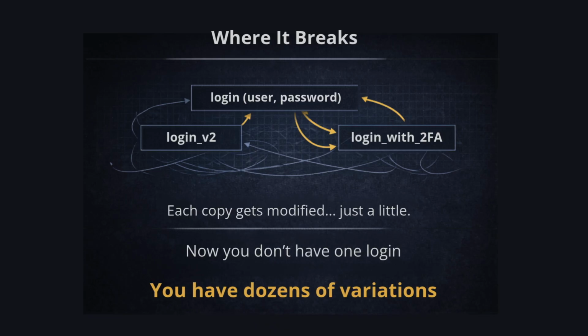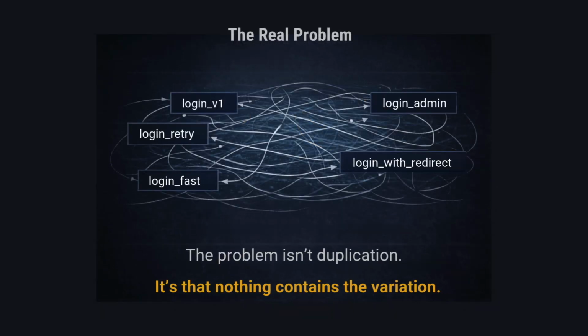And now, something more subtle starts to happen. These variations don't stay isolated. They start to connect. This version depends on that one. This one shares logic with another. Changes in one place start affecting others. So now, when something changes, you're not fixing one thing. The problem isn't duplication. It's that nothing contains the variation. Change doesn't stay where it happens. It spreads. That's why you fix one test and 3 others break, because there's no boundary around the behavior.